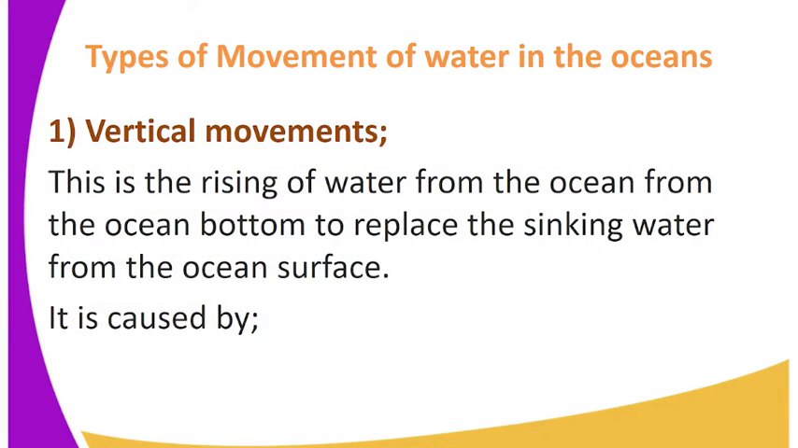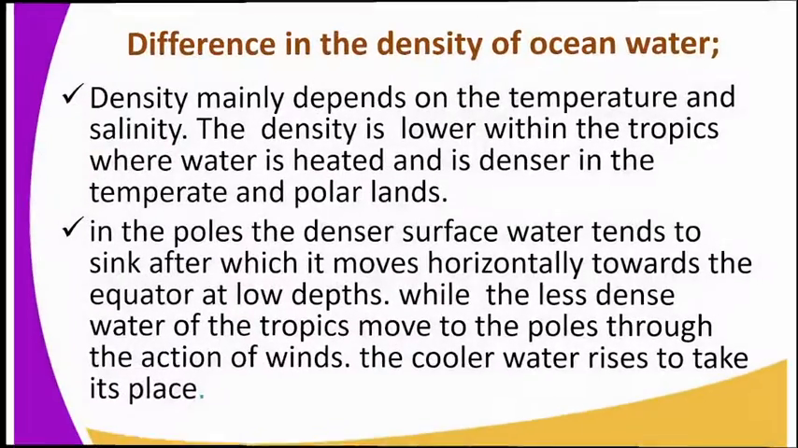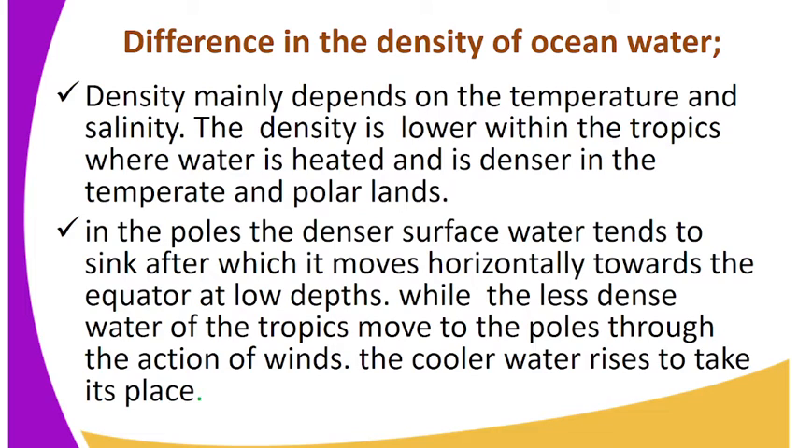The first type is vertical movement. This is the rising of water from the ocean bottom to replace the sinking water from the ocean surface. Vertical movement is caused by differences in the density of ocean water. Density mainly depends on the temperature and salinity. The density is lower within the tropics where water is heated and is denser in the temperate and polar lands.